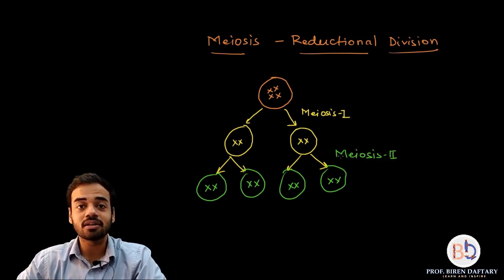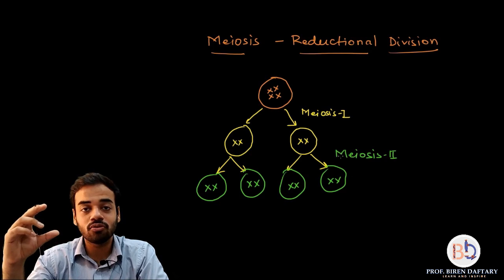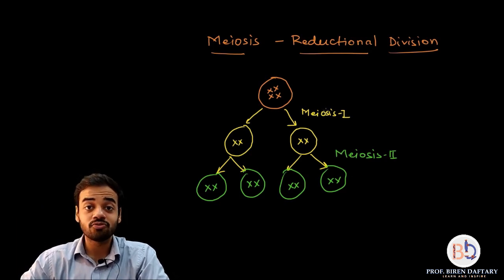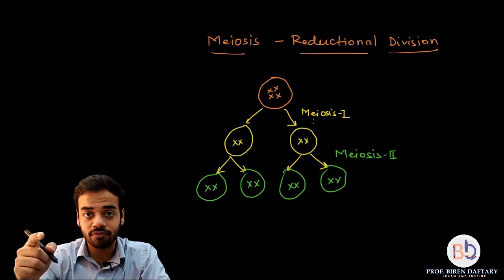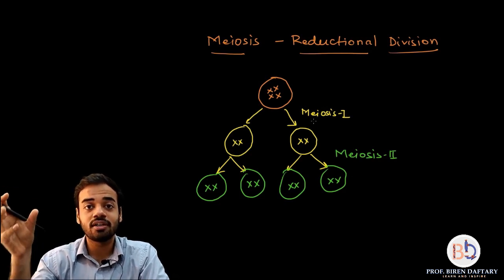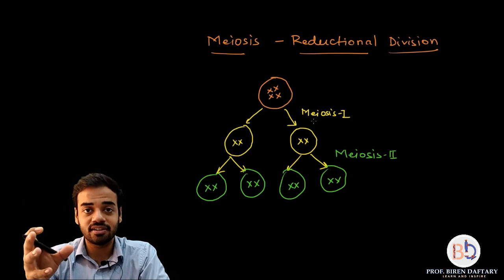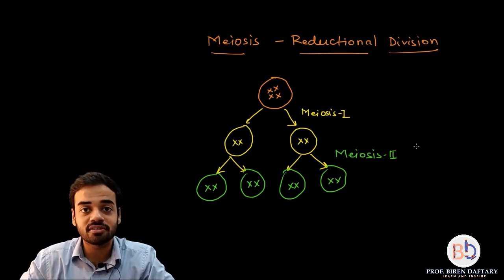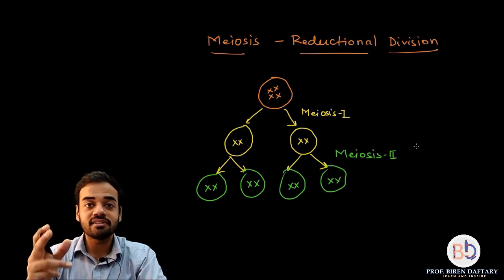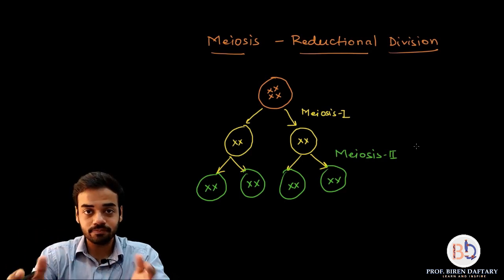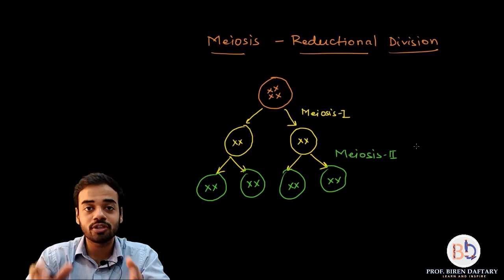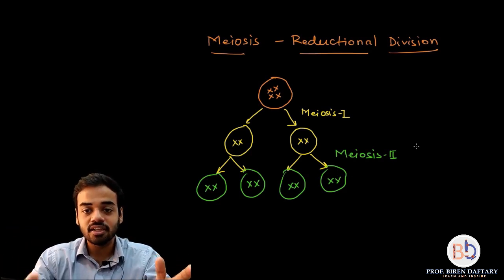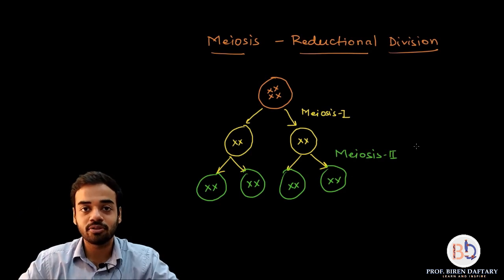Please remember, the only difference is this entire part of meiosis 1. Meiosis 1 is reducing the chromosome number to half, and that is why meiosis is called reductional division. However, meiosis 2 is the same as mitosis because the single cell is dividing into 2 daughter cells and the chromosome number remains the same. Is this clear?